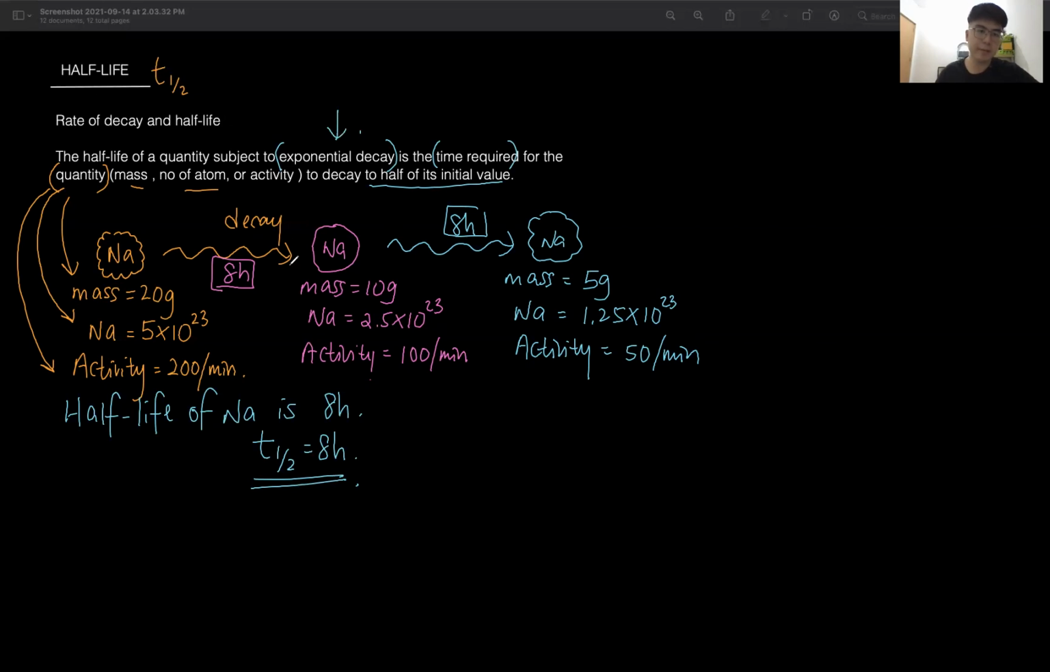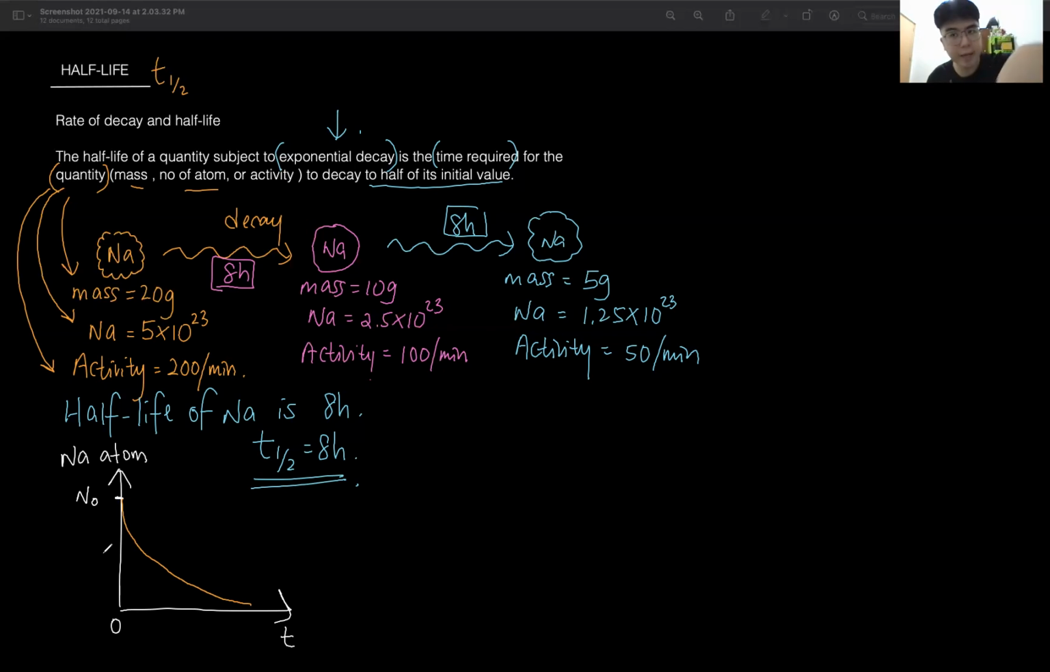What is exponential decay? Exponential decay means that if you have a graph, let's say I measure the number of Na atoms over time. Initially, when time is 0, the initial time, the number of atoms is N naught. Now, over time, you will see that this decreases like a curved line. This we say exponential decrease.